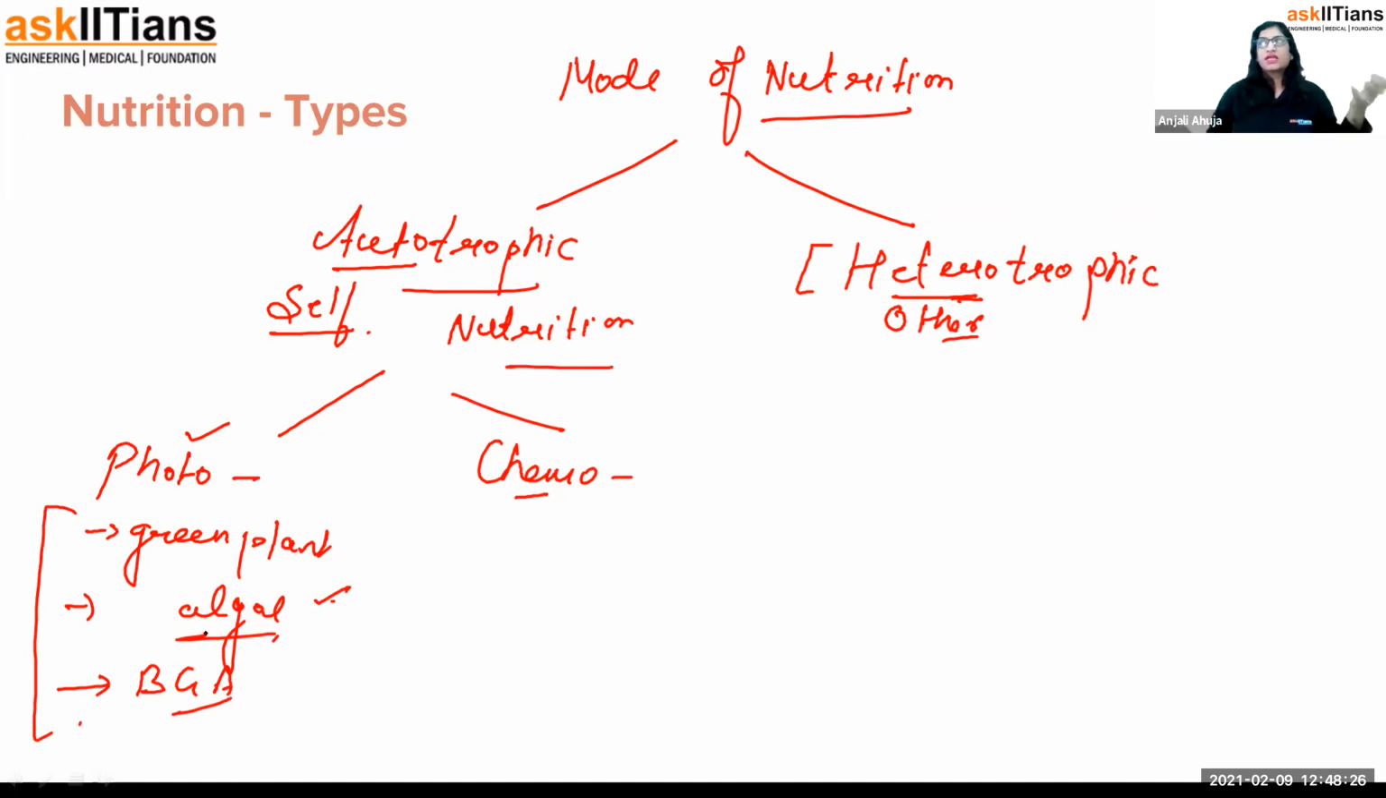I don't have to explain this to you. They're showing photosynthesis. They're absorbing the sunlight, so they're converting light energy into chemical energy. It's all detail I'm going to teach you.